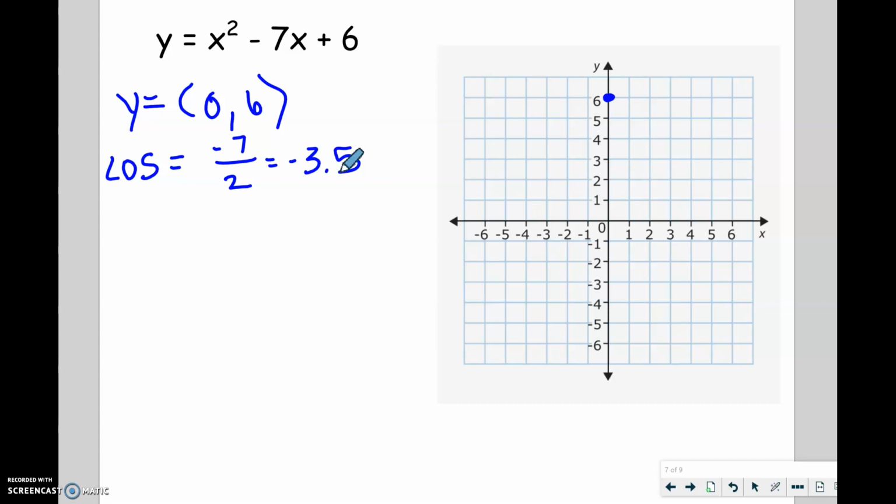Then I'm going to plug that all in. I just have to go back and fix my mistake here because this was a negative b. So when I go negative b, this would actually be a positive. There we go. Almost made a mistake. So a positive 3.5. I'm going to plug 3.5 into the equation. So 3.5 squared minus 7 times 3.5 plus 6. There's my x value. When I plug that all in, I get negative 6.25. So I'm going to go over to 3.5 and down to negative 6.25.